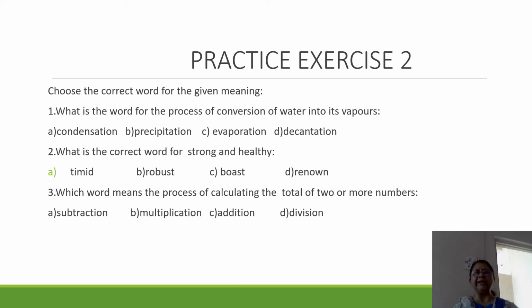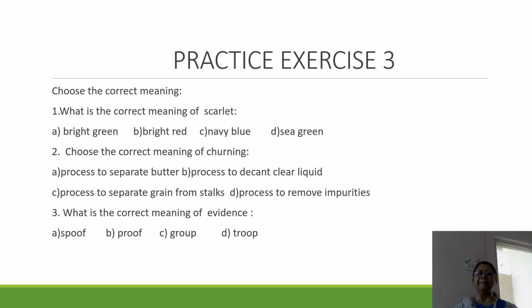Third, addition. Fourth, division. Now, when you calculate the total, that is, when you add two or more numbers, what is it called? Yes, very easy. It is indeed addition. So addition is the correct answer. Now some more examples. Now this time you have to choose the correct meaning. You can get the word and you may have to choose the meaning like we are doing now, or you may get the meaning and you may have to choose the word.